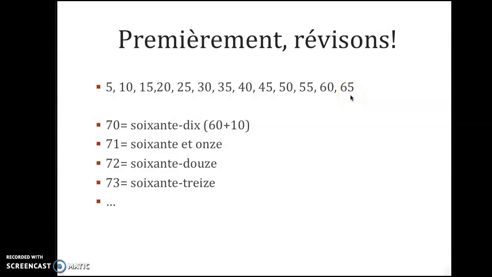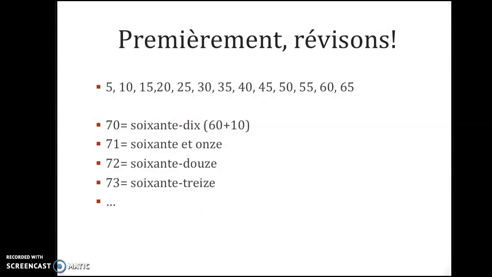OK? Donc, le chiffre le plus haut que nous avons vu était 69. OK? Pour faire 70, we'll need to use 60 and 10, 60 plus 10. So, it will be 70, then 71, 72, 73, 74, 75, 76, 77, 78, 79.